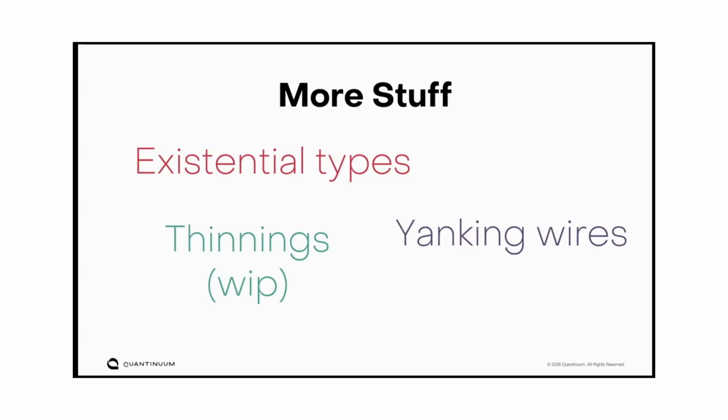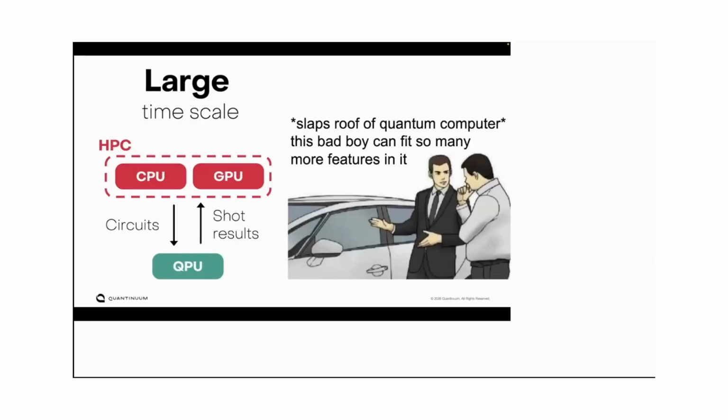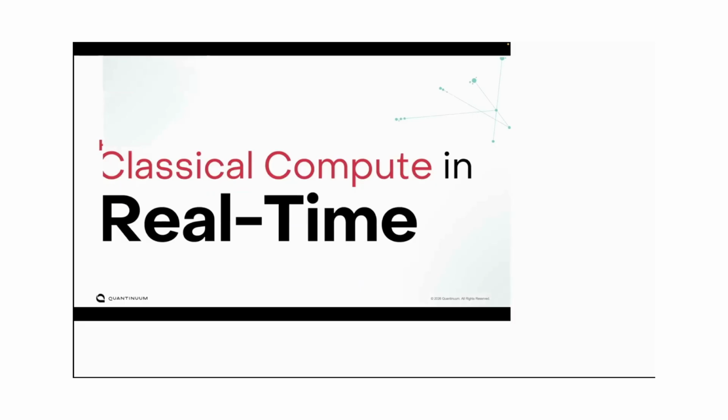Okay. So we covered the large timescale thing, and we also dove a bit into the branching based on control flow, but now we want to explore this a bit more. So actually, we have to compute in real time while my qubits are.